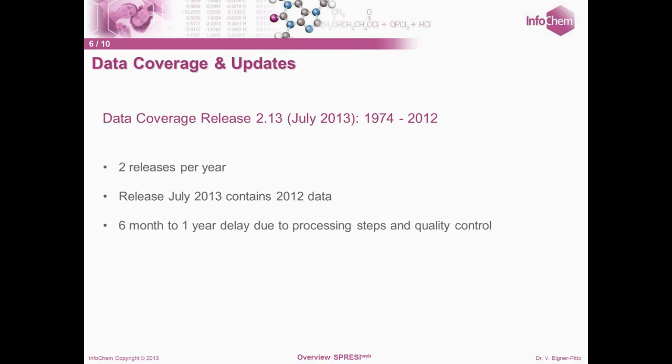At the moment, with version 2.13 that we launched in July, we cover the data from 1974 to 2012. We normally have 2 releases per year, but we do always have a delay in the upload and update of the database. It's 6 months to 1 year, and we will never be able to close this gap. We can arrive at 6 months maybe, but not much less, because we really need the time for the processing steps and for quality control.